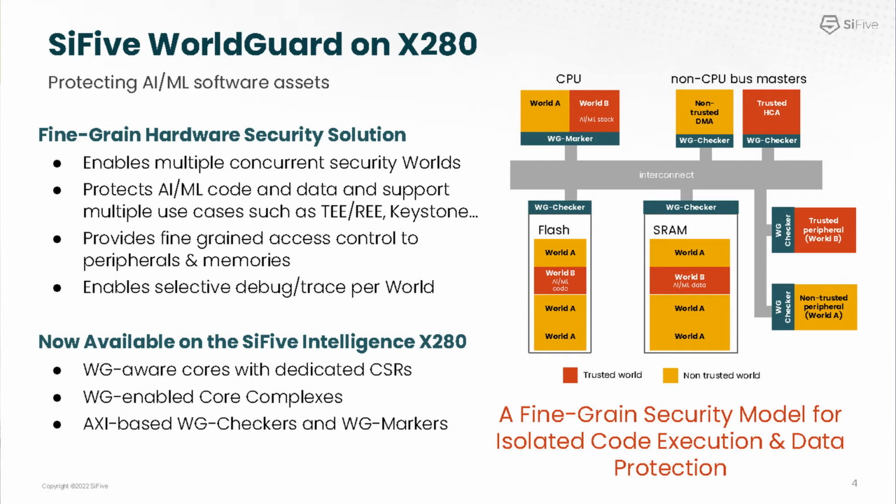WorldGuard is an add-on to the existing RISC-V core. It doesn't modify or break the RISC-V ISA. We are adding gadgets called markers and checkers, both on the bus master side and on the destination. So it's very easy to convert an existing design to WorldGuard by adding those markers.